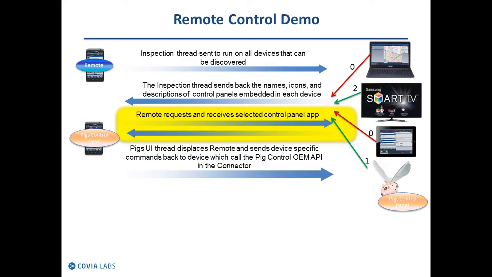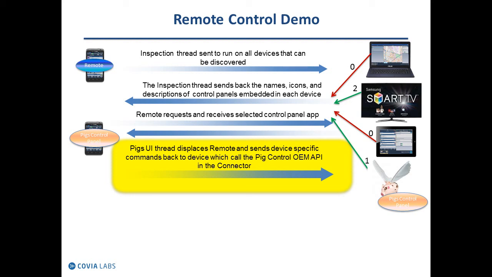When I selected the Pig Flight Control Panel, Remote fetched the control panel from the pig and ran it on the phone, displacing the remote's own UI. Then, when I pressed Fly, the UI thread of the pig's control panel generated the flap wings event, which causes the hardware control thread running on the pig to call the connector's OEM-specific interface that was created as part of the port of the connector to run on the pig.